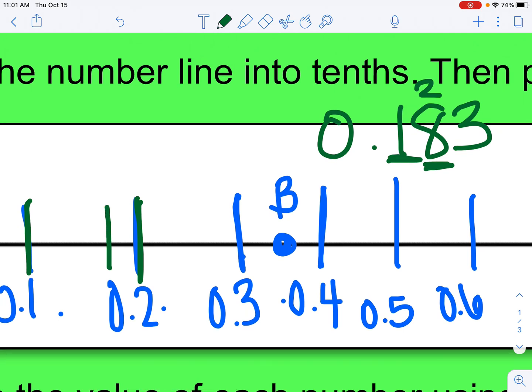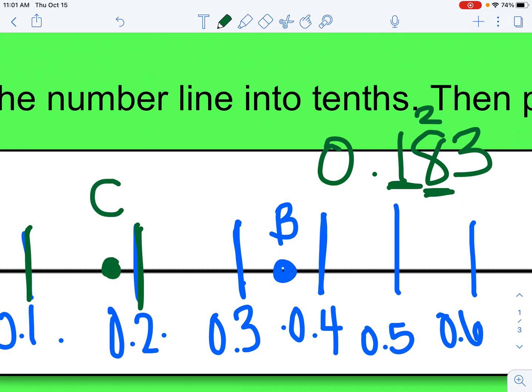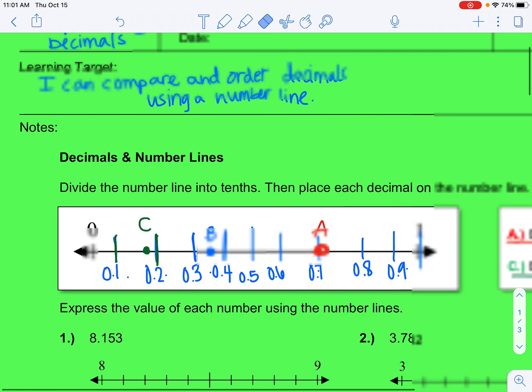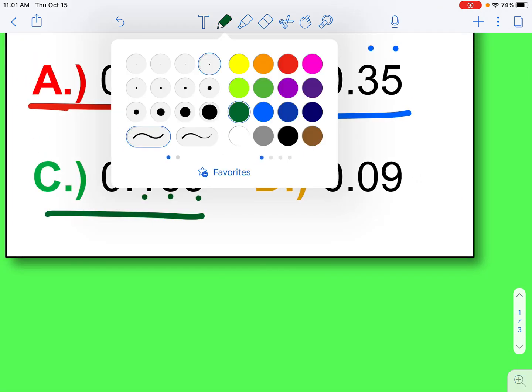So I'm going to say that 183 thousandths is somewhere around there. So I'm going to draw my decimal place and label it letter C. Alright, and our last one.